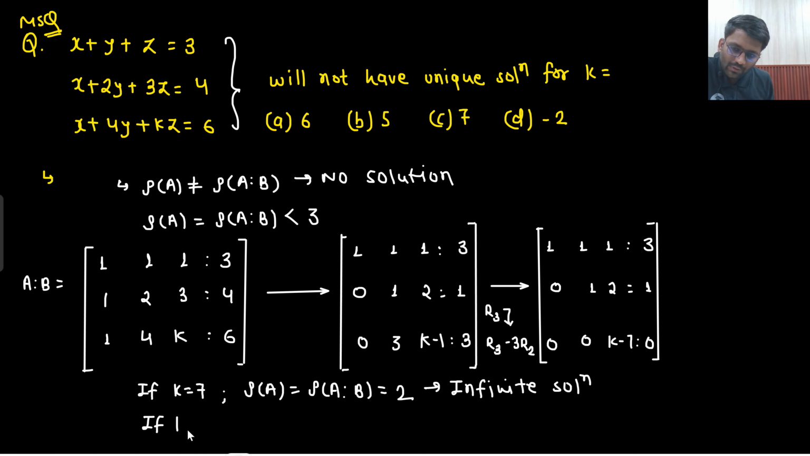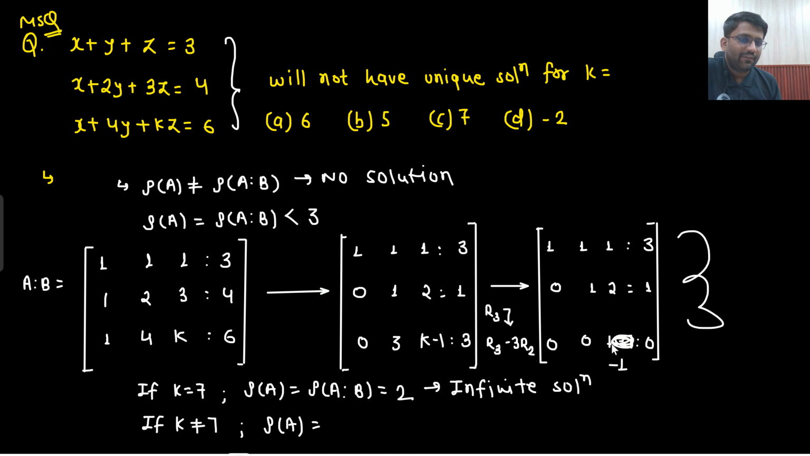If k is not equal to 7, then what will be the rank of A? Let's just say k is 6. So in place of this, minus 1 will come. What will be the rank of A? 3. What will be the rank of A augmented B? That will also be 3, because all the rows will be non-zero.